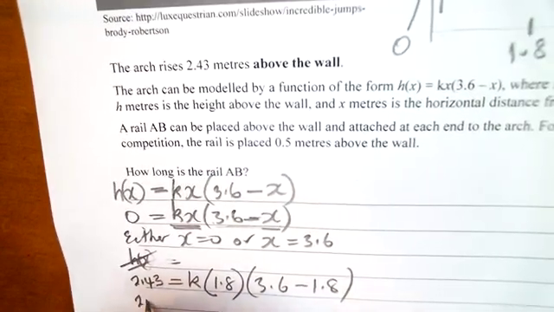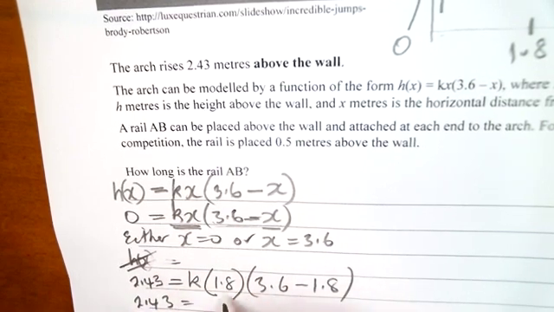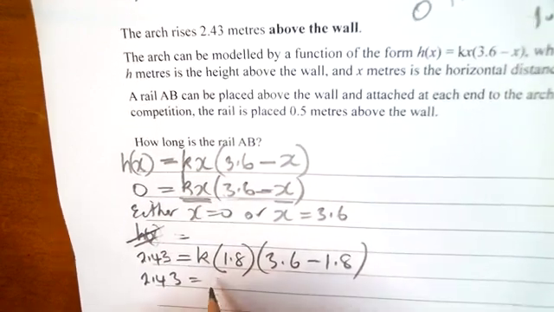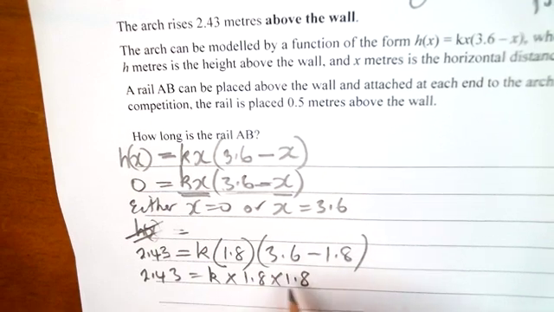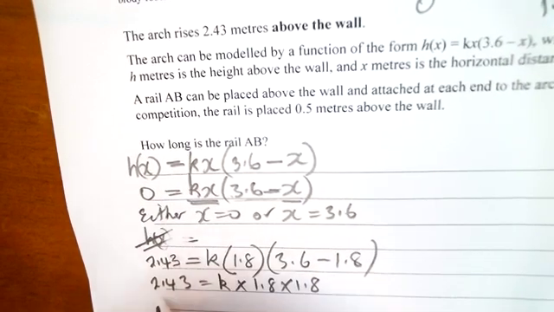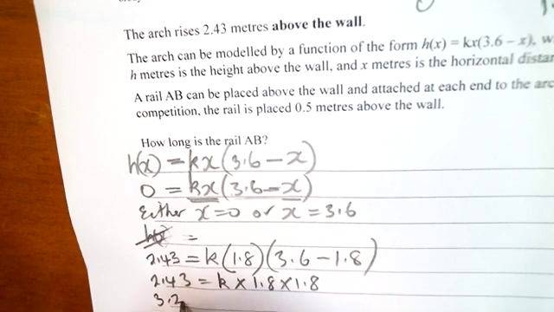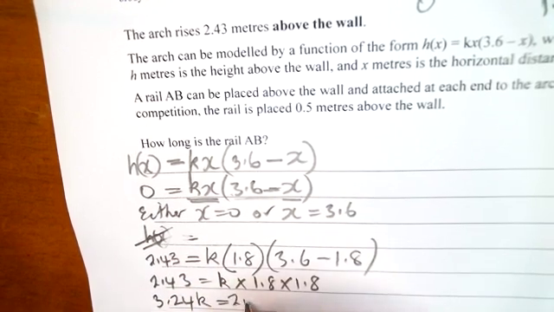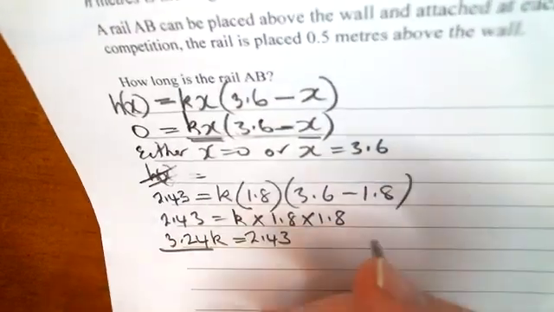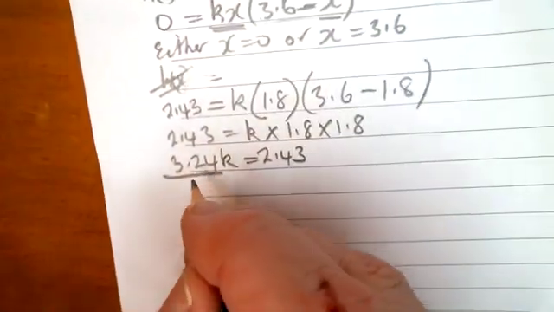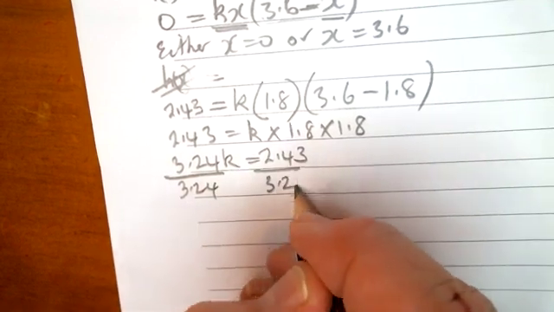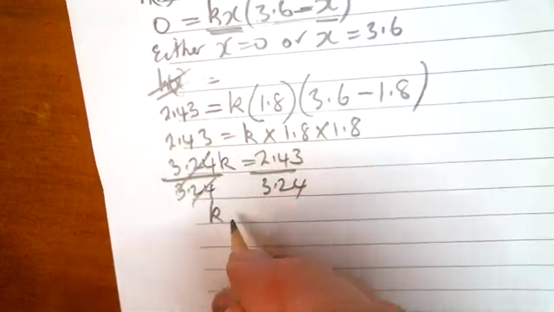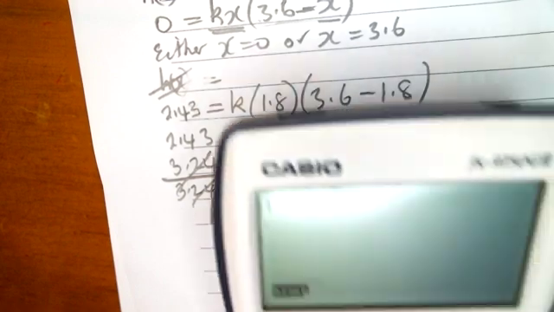Well, 2.43 is equal to k. Well, hang on. This here is 1.8. 3.6 minus 1.8 is 1.8. So I've got k times 1.8 times 1.8, and 1.8 times 1.8 is 3.24. So I've got 3.24k is 2.43. I'm going to divide both sides by 3.24. k is equal to, and let's see what that is, 2.43.